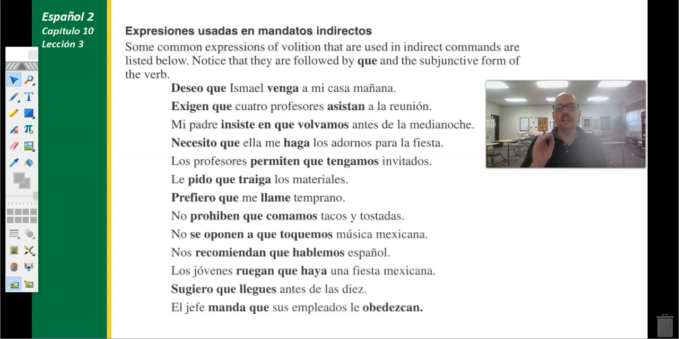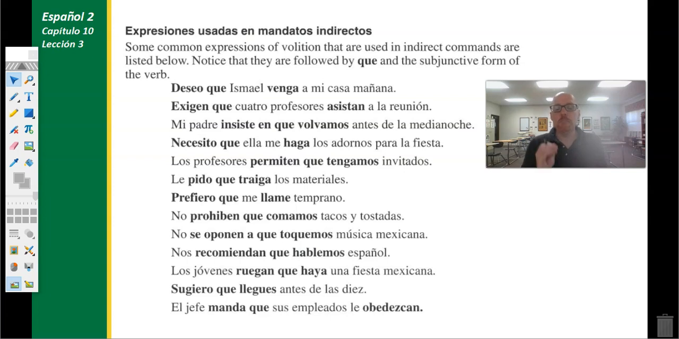Exigen que. It is necessary, or they demand that. For teachers attend the meeting. Mi padre insiste en que, to insist on something. Necesito que, I need that something. Permiten que, to permit. Pido que, to ask that, to request. That one would trigger the subjunctive in the second clause as well. Prefiero que, to prefer. Prohíben que, to prohibit. Se oponen a, to oppose something. Recomiendan que, to recommend something. That would also trigger the subjunctive in the second clause.